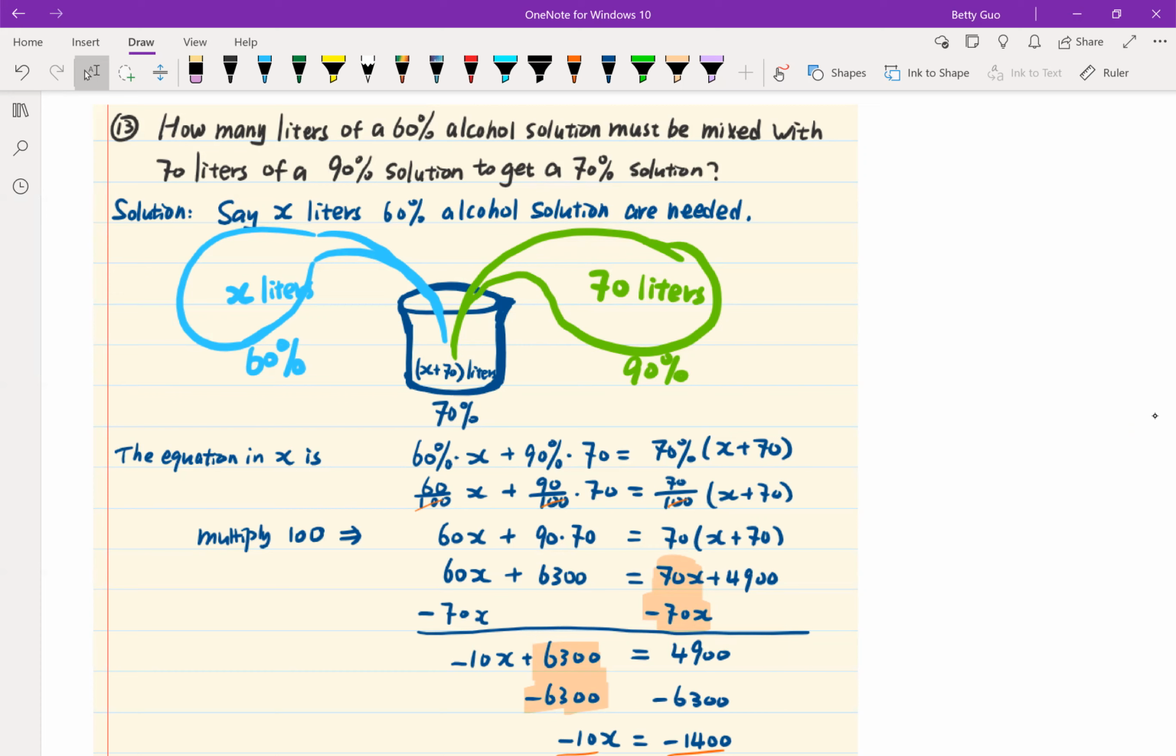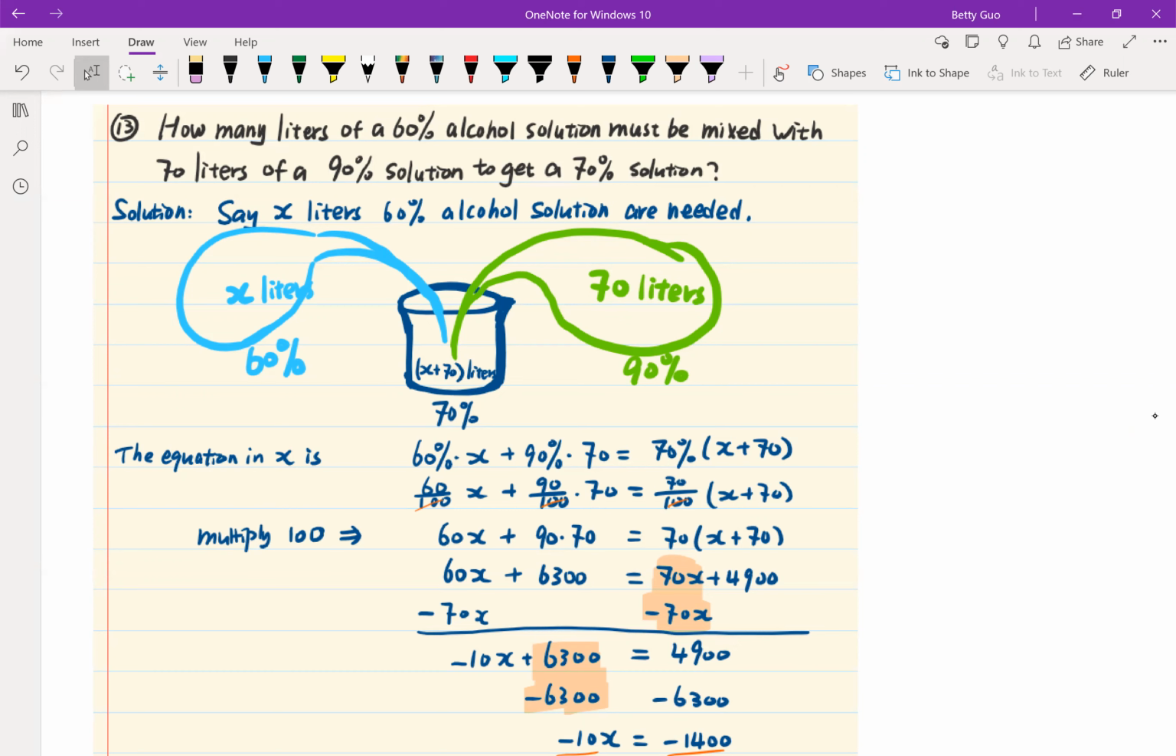So look, guys. When you pour X liters here, and you pour 70 liters here as well, how many liters of solution are in the jar? You pour X liters here, and you pour 70 liters here. Do you put X plus 70? Yeah, X plus 70, right? So the liters of solution in the jar is X plus 70.